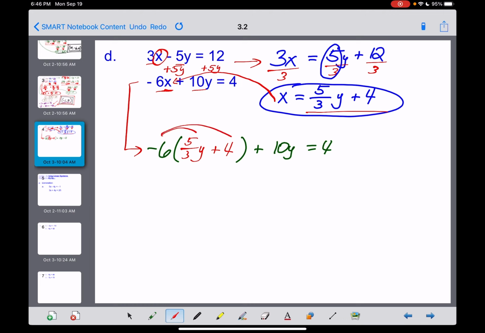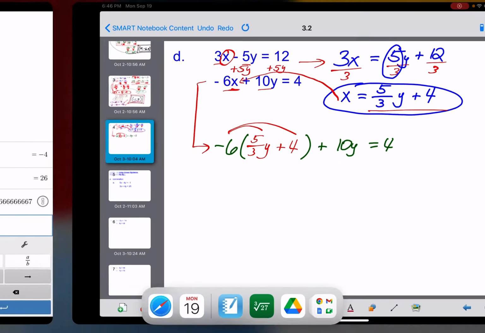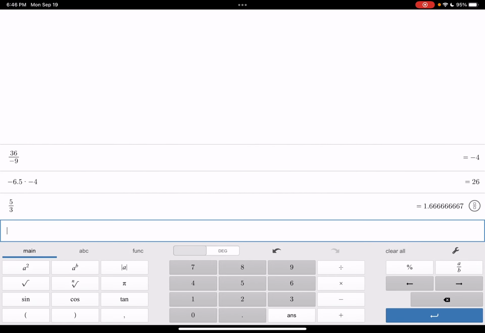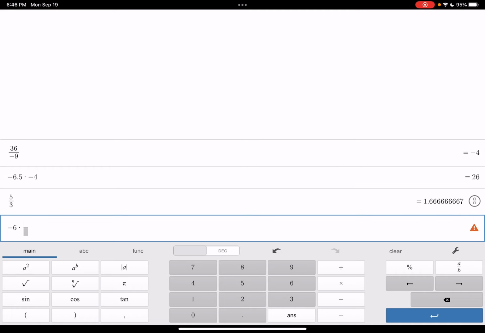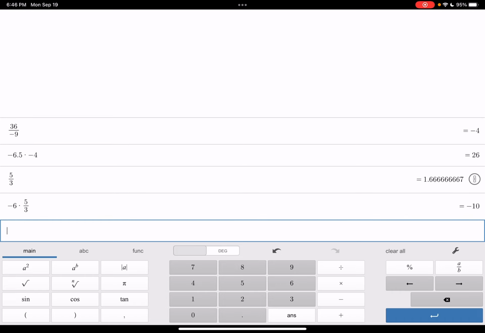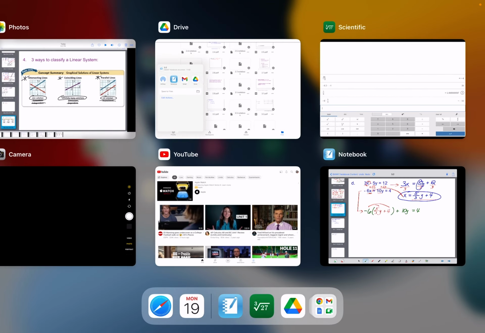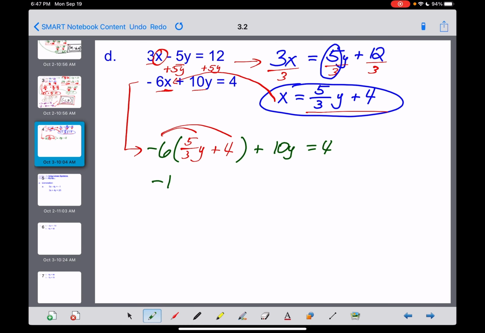We're going to distribute that negative 6 in here, and something interesting is about to happen. Negative 6 times 5/3. I don't want you guys just to take my word for this, so I'm going to type it in here. Negative 6 is going to get multiplied by 5/3. And when I hit enter, take a look on the right, you get negative 10. Negative 6 times 5/3 is negative 10. So this is now negative 10y plus, I'm sorry, that's actually a minus now. Negative 6 times 4 is a minus 24 plus 10y equals 4.